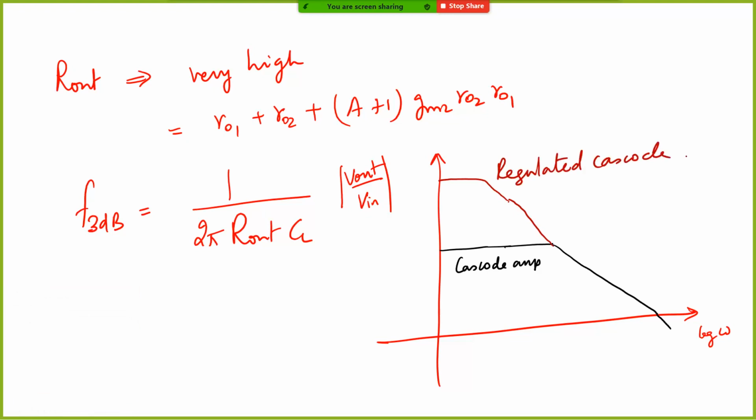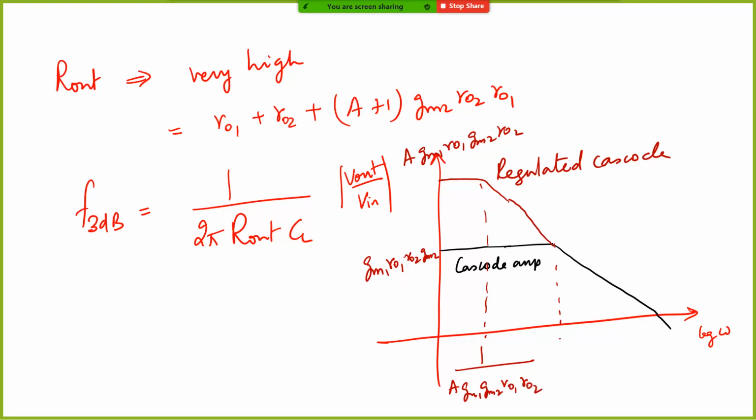Where the gain is basically given by A times gm1 R01 gm2 R02 approximately. Here of course you have gm1 R01 gm2 R02. So your low frequency gain has improved, but your bandwidth has correspondingly come down. This is basically 1 divided by A gm1 gm2 R01 R02, an approximate expression of course, whereas in the normal case it is gm1 gm2 R01 R02 C_L.